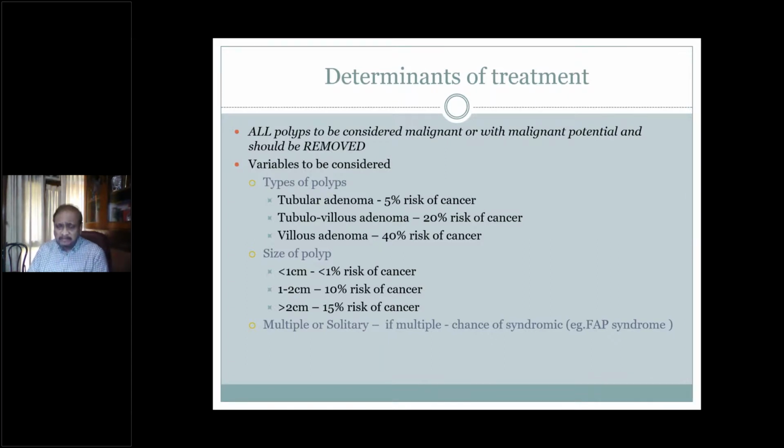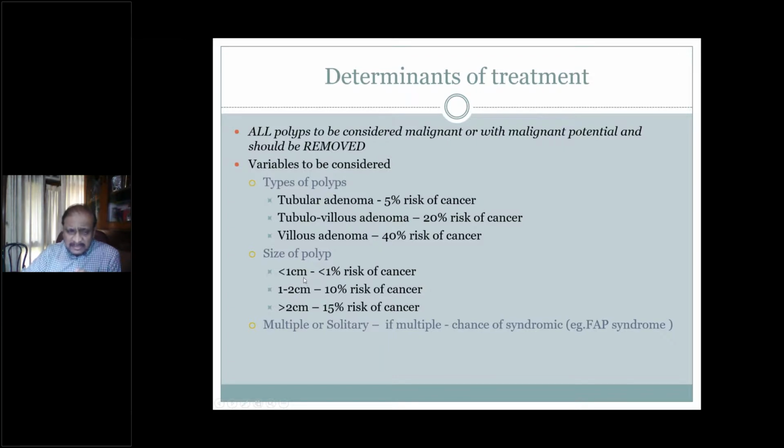But at the same time, you have to do a proper analysis of this patient, right? Now, what are the variables to be considered? Whether this polyp could be malignant or not. Because if it is going to be malignant, then you have to carry out some kind of post-operative therapy or post-operative surveillance in this patient. So, number one, the types of polyps, we already talked about that, whether it's tubular, tubulovillous, or villous adenoma. Number two, the size of the polyp is again important.